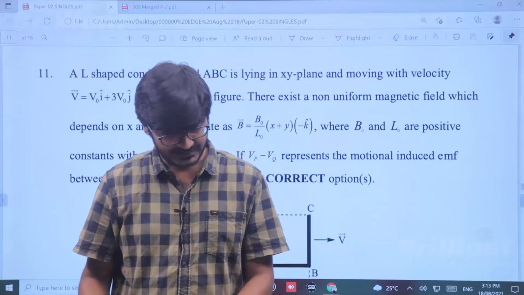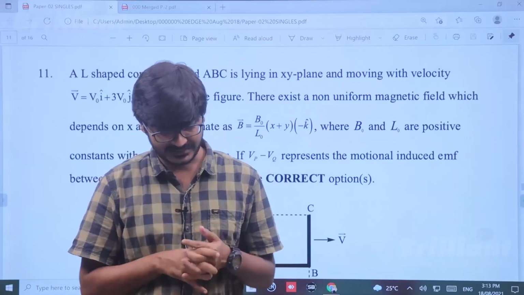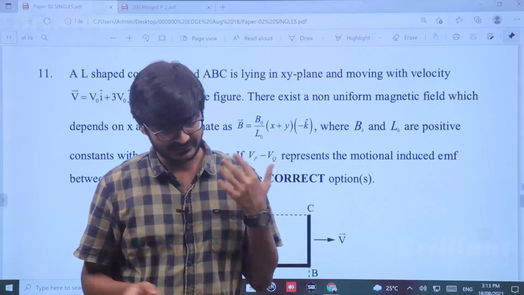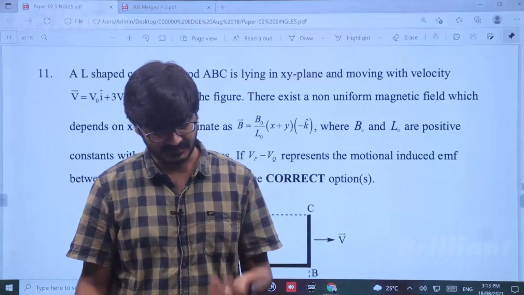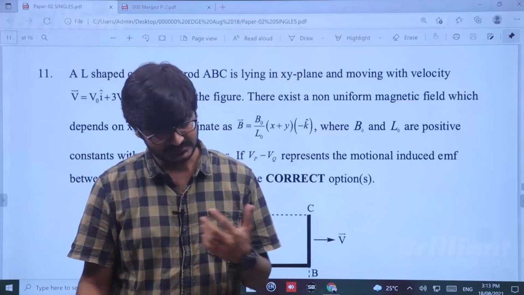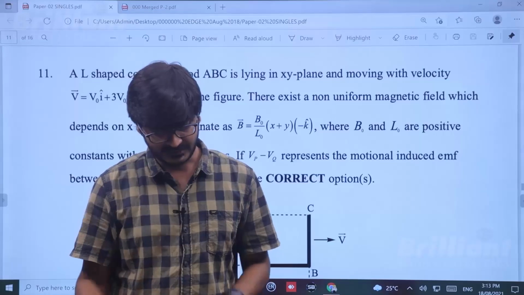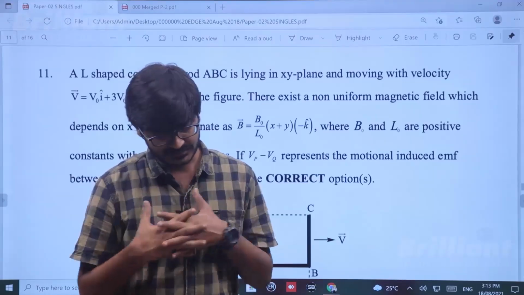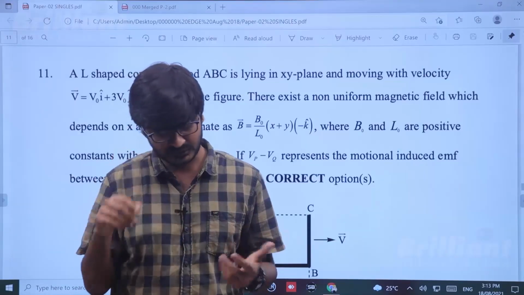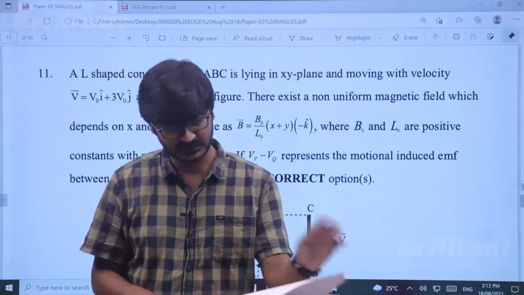Next question, you can pause and read the question. The question says, an L-shaped conducting rod ABC is lying in the xy plane and moving with the velocity v0 i cap plus 3 v0 j cap as shown in the figure. There exists a non-uniform magnetic field which depends on the x and y coordinates given in the equation, where b0 and L0 are positive constants with proper dimensions. If Vp minus Vq represents the motional EMF induced between P and Q, then choose the correct options.